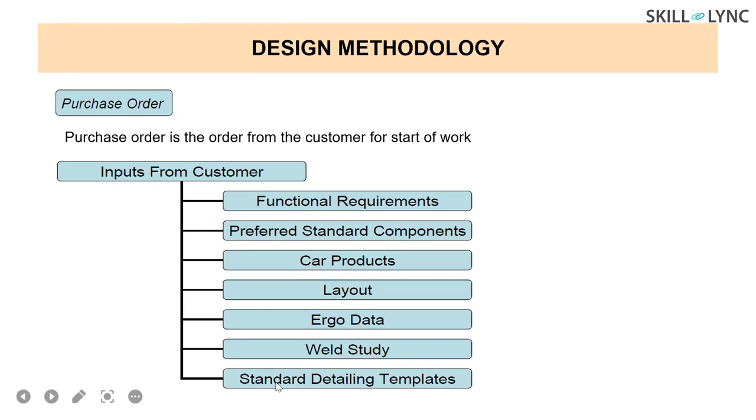And then standard drawing detailing templates. So which format am I going to follow? What are the different parameters available over it? Clear? So can anyone give an idea, consider I'm going to design a car, okay? And I'm going to manufacture it. So I have got the purchase order. Next, I'll be looking for the inputs from the customer, okay? So what are the functional requirements you can expect?